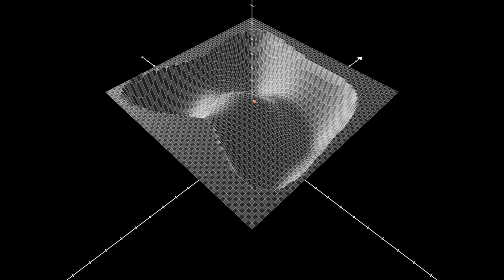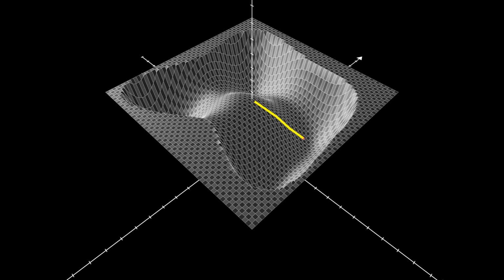Our goal is to find the lowest value, the spot where the network makes the fewest mistakes. The gradient tells us which direction is uphill. To minimize cost and thus improve our network, we step in the opposite direction, downhill, little by little.